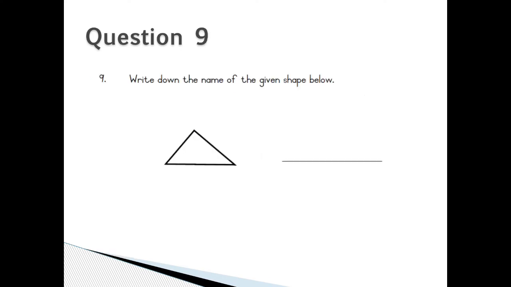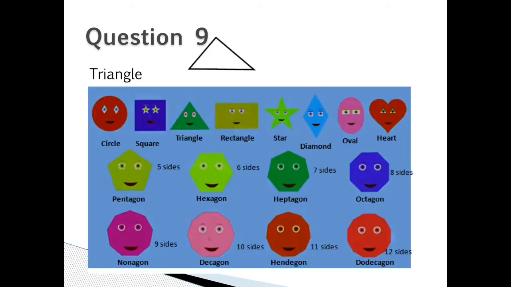Question 9. Write down the name of the given shape below. It's important that you know all your 2D shapes. So you have a circle, a square, a triangle, a rectangle, a star, a diamond, an oval, a heart, a pentagon with 5 sides, a hexagon with 6 sides, a heptagon with 7 sides, an octagon with 8 sides, a nonagon with 9 sides, a decagon with 10 sides, a hendecagon with 11 sides, and a dodecagon with 12 sides. The answer for question 9 was a triangle.